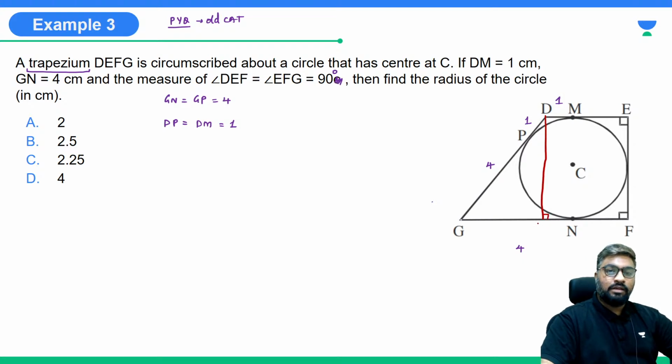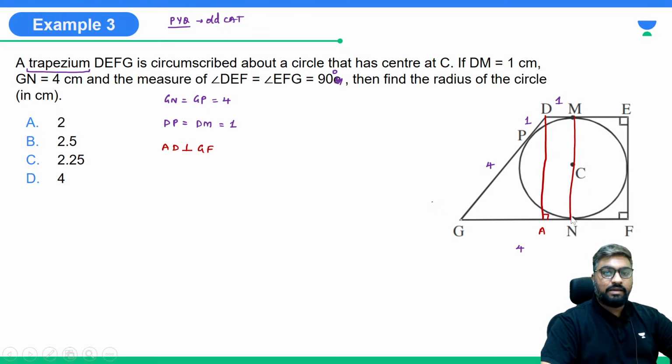We can call this AD. So we have to do a construction. We are drawing a line AD that is perpendicular to GF. If we can find out the length of DG or DA, then automatically we'll have the diameter. Correct? Because the diameter will be parallel to the line DA.